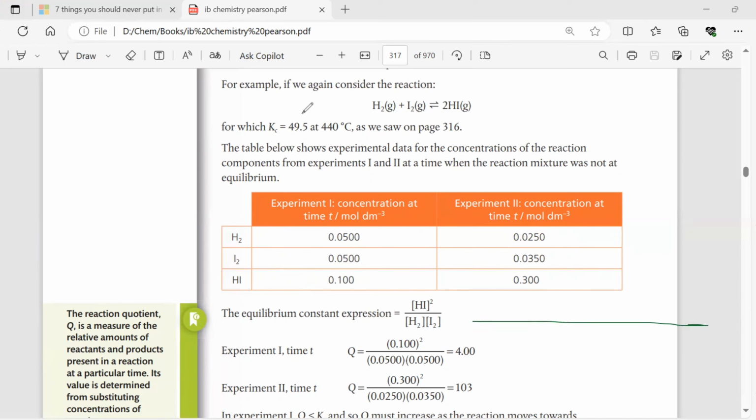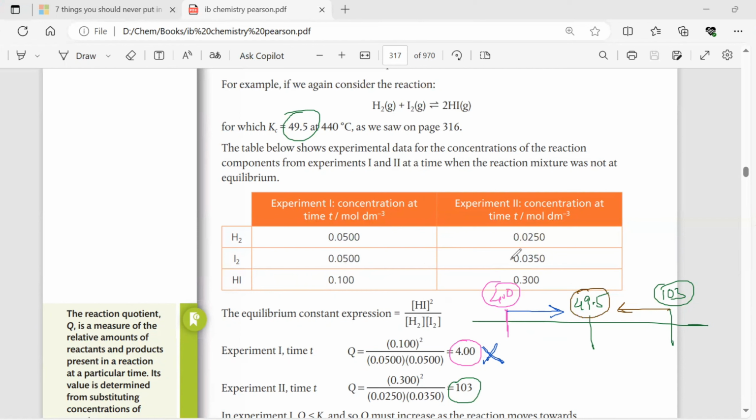Now the equilibrium constant literature value is 49.5. At around 7 a.m., the reaction quotient we got is 4, which is below 49.5. We can tell that the reversible reaction has not achieved equilibrium; at 7 a.m. it is moving towards the right to achieve equilibrium. Now at around 4 p.m. we have a Q value of 103, which is above 49.5. So the reaction has not achieved equilibrium at 4 p.m.; it was moving to the left to achieve equilibrium.